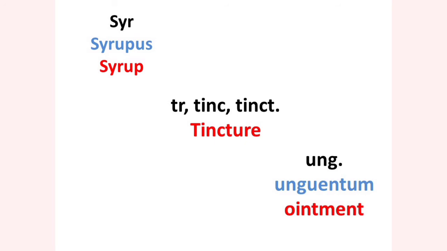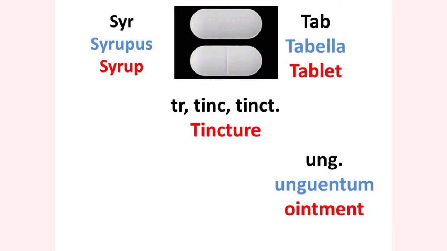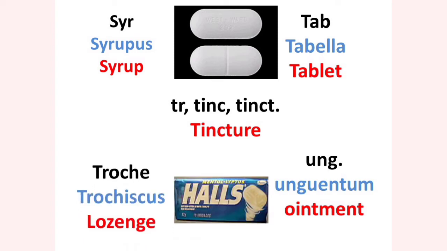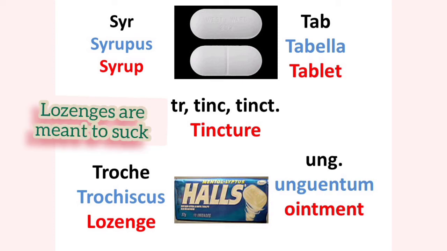And another is UNG. This is a very important abbreviation which may be asked in many exams such as license exam, Lok Seva exams, and many more. UNG means unguentum in Latin and ointment in English. Sometimes they might ask the Latin name, so it is better to remember the Latin name too. And another is TAB, which means tabella in Latin and tablet in English. And another is TROCH, trochiscus in Latin and lozenges in English.